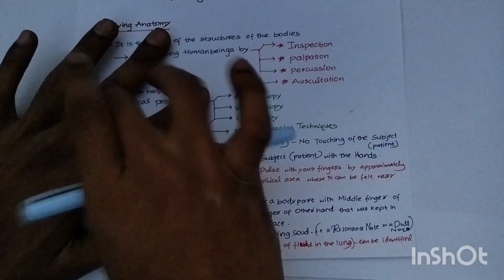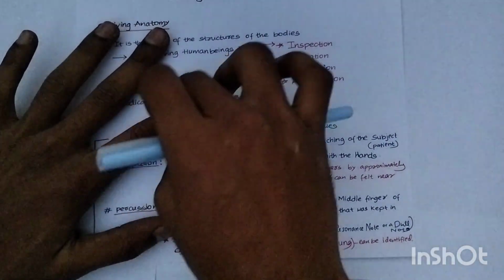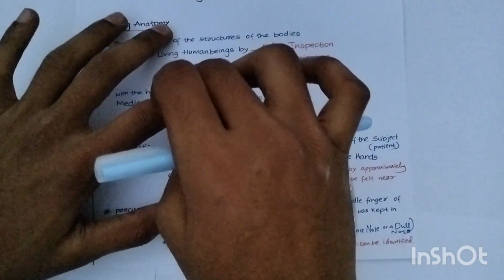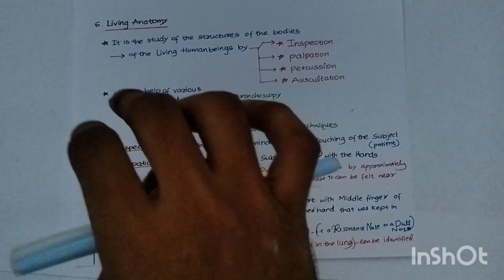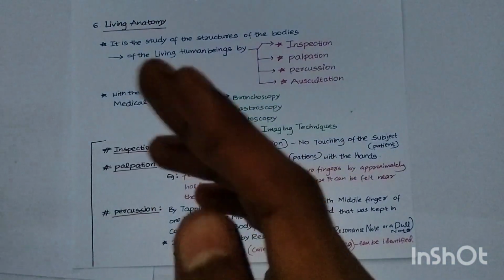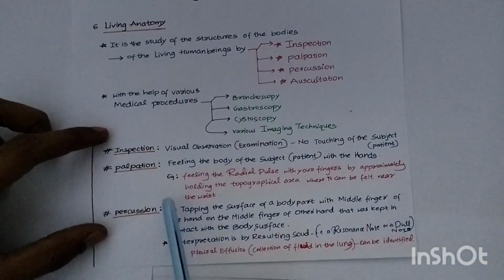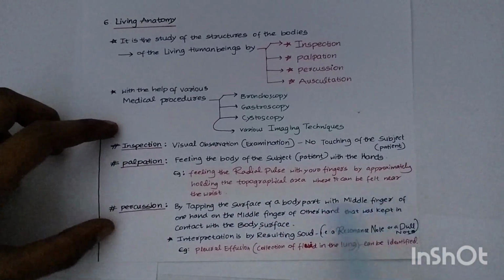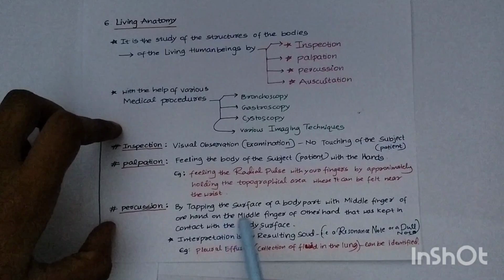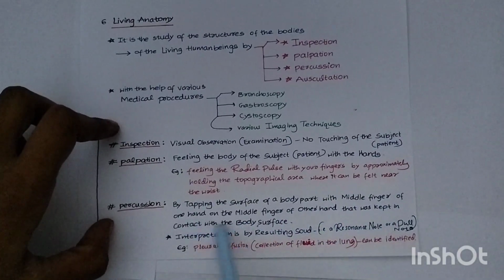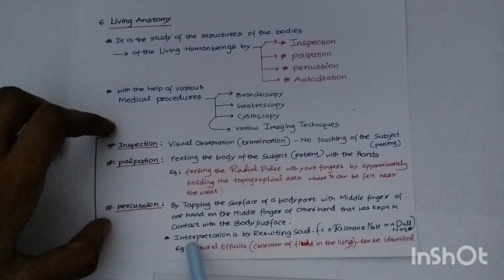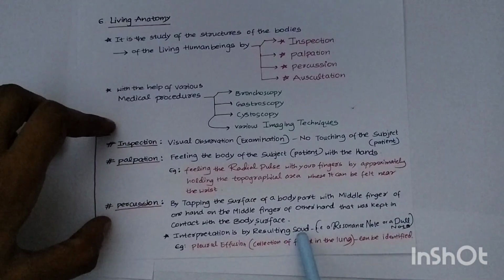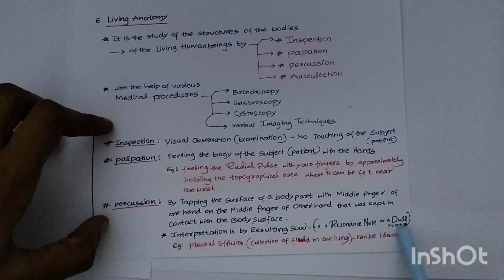If you beat here, the waves from this bone will travel to the fluid. If there is a fluid or any gassy matter, you'll get different dull sounds or notes. So it works by tapping the surface of the body part with the middle finger of one hand on the middle finger of the other hand that is kept in contact with the body surface. Interpretation is by the resulting sound, that is a resonant note or a dull note.